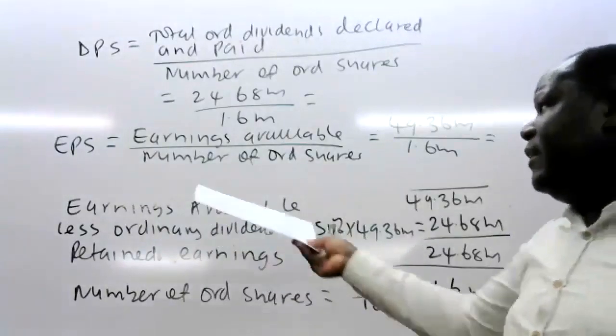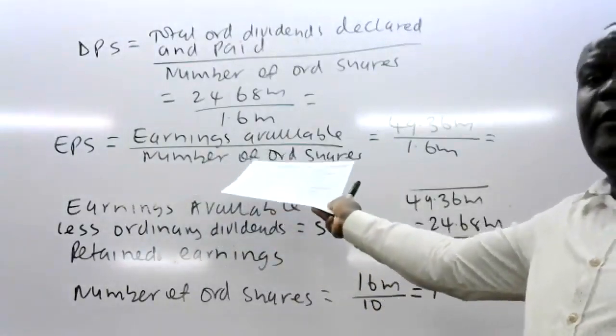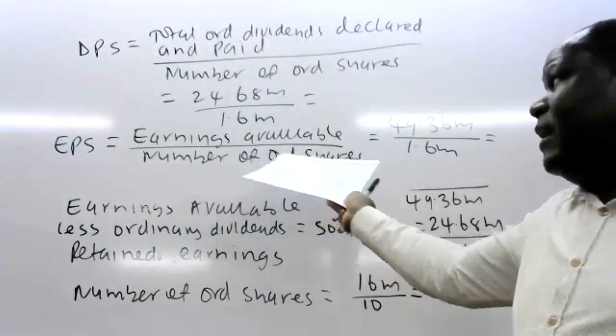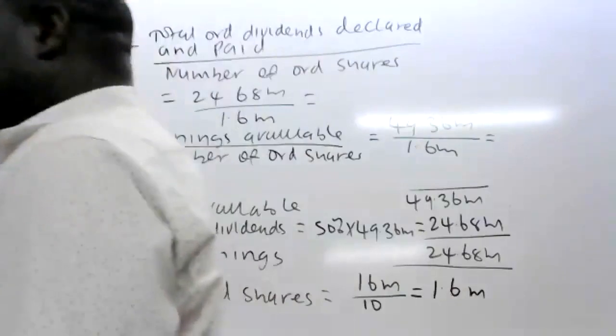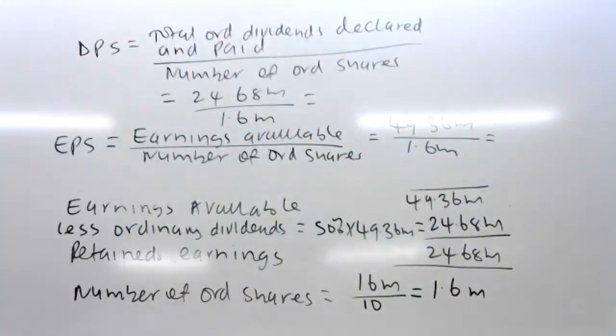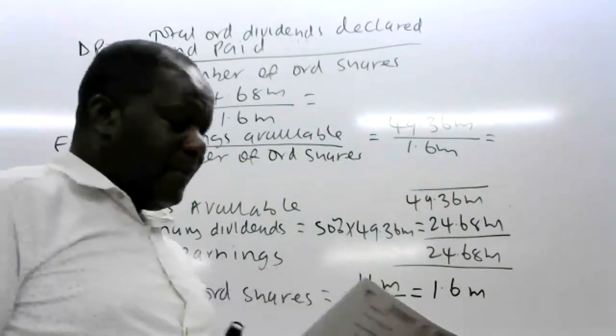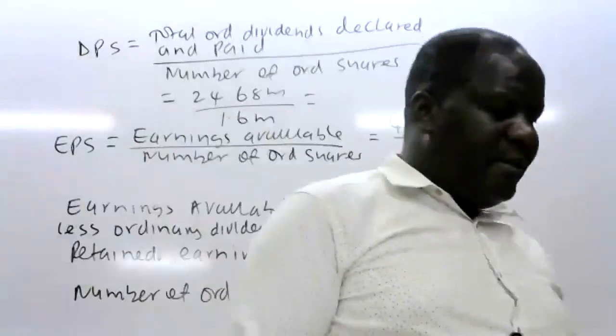So that's what you have seen here. You can see what we have calculated there. To get the earnings per share, you simply take the earnings available for the ordinary shareholders and divide by the number of the ordinary shares. That's now A. Then B is the next one.